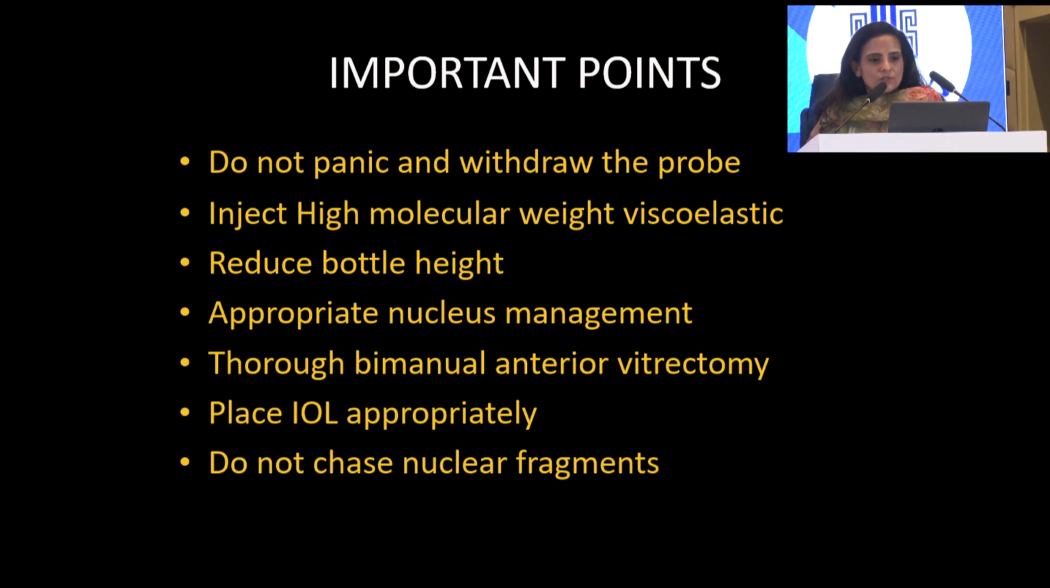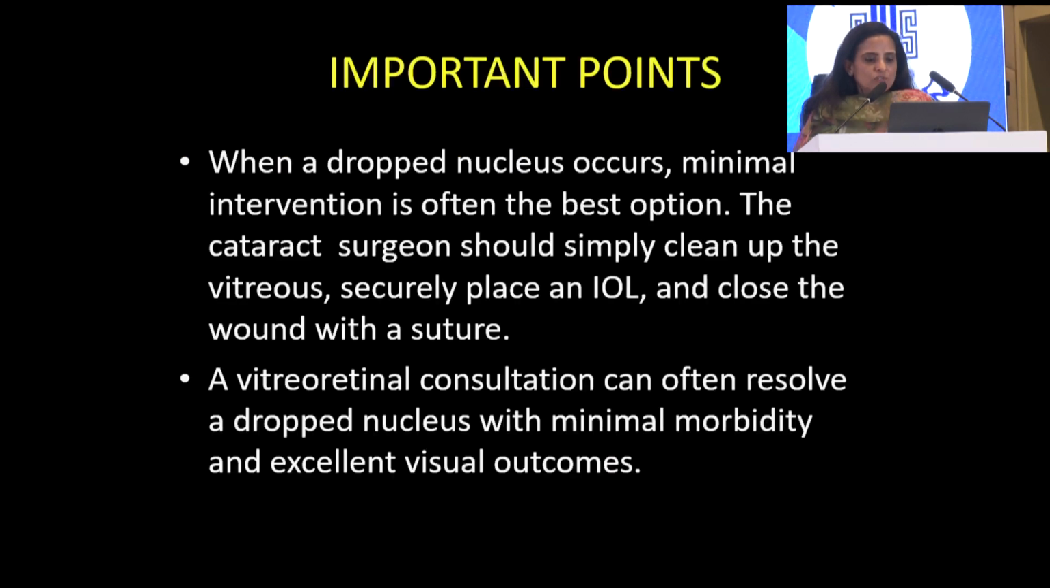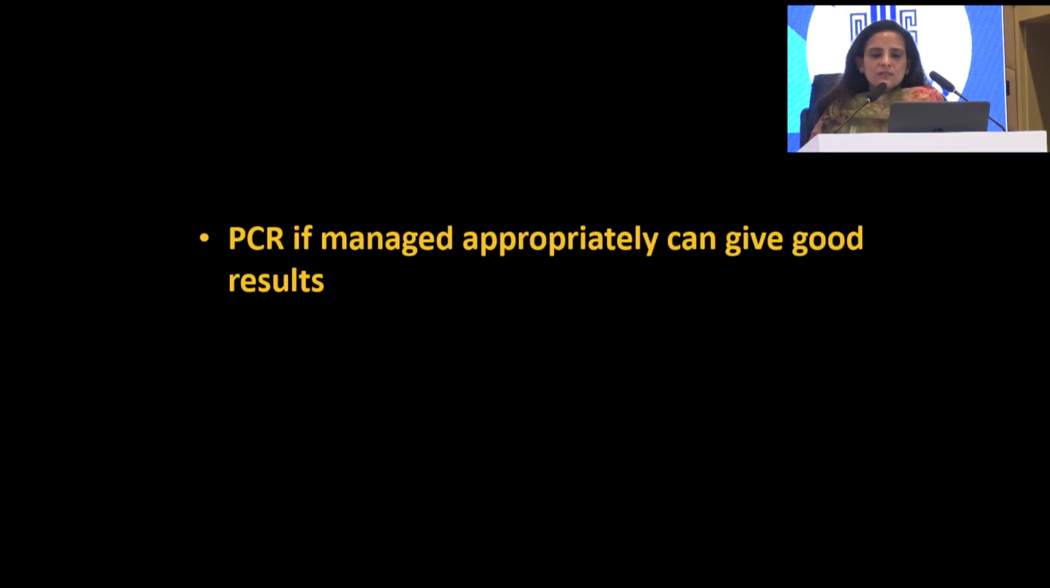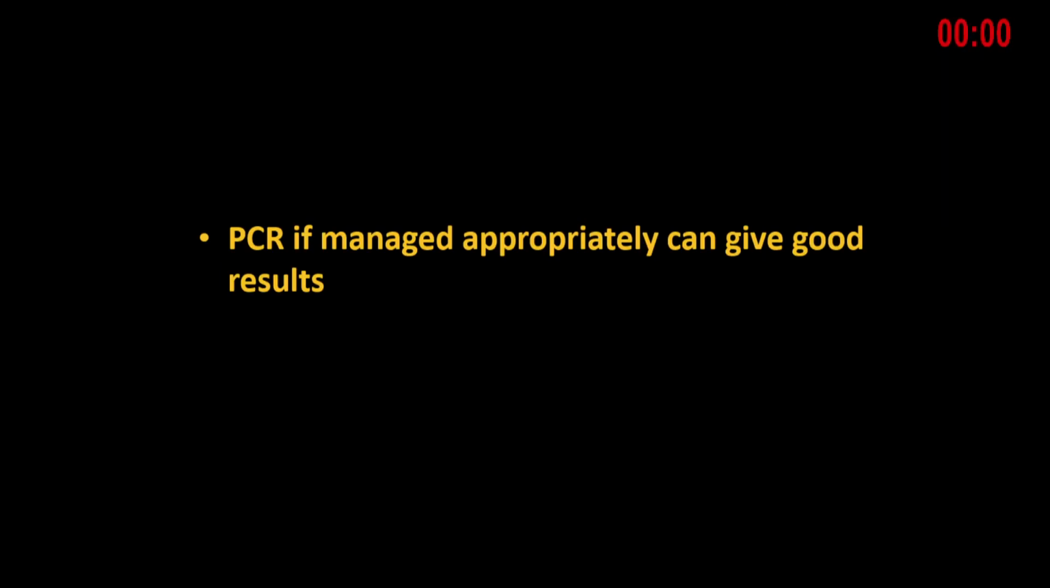So to end, do not panic. Whenever you have a PCR, do not panic and withdraw the probe. Inject high molecular weight viscoelastics. Reduce the bottle height. Do the appropriate nucleus management. A thorough bimanual anterior vitrectomy. Place the IOL appropriately. Do not chase the nuclear fragments. And a vitreoretinal consultation can often resolve a dropped nucleus with minimal morbidity and excellent visual outcomes. So PCR, if managed appropriately, can give you very good results.